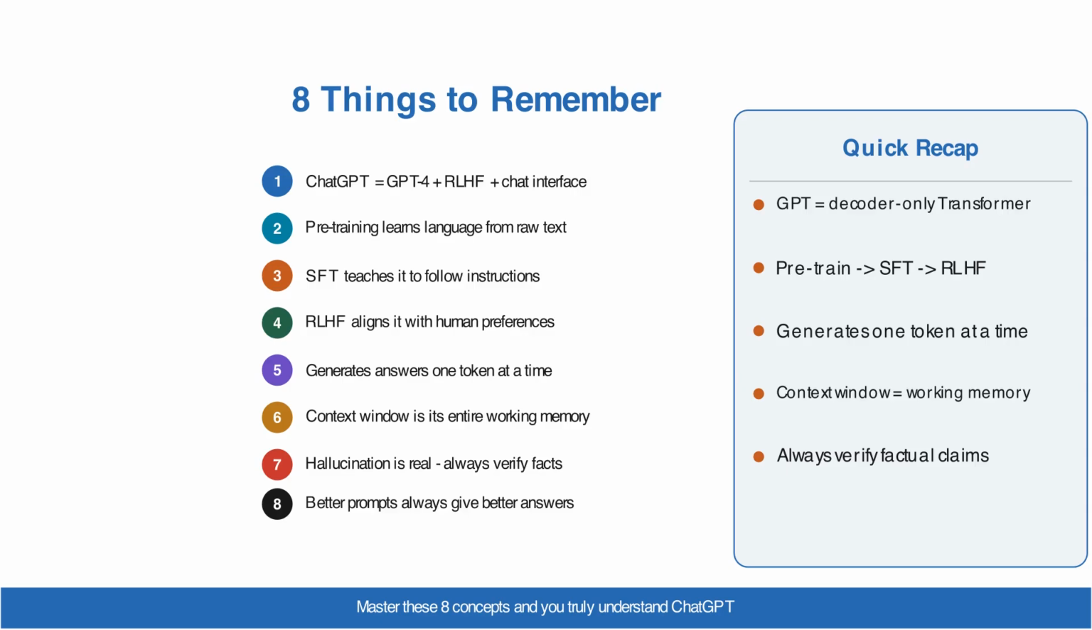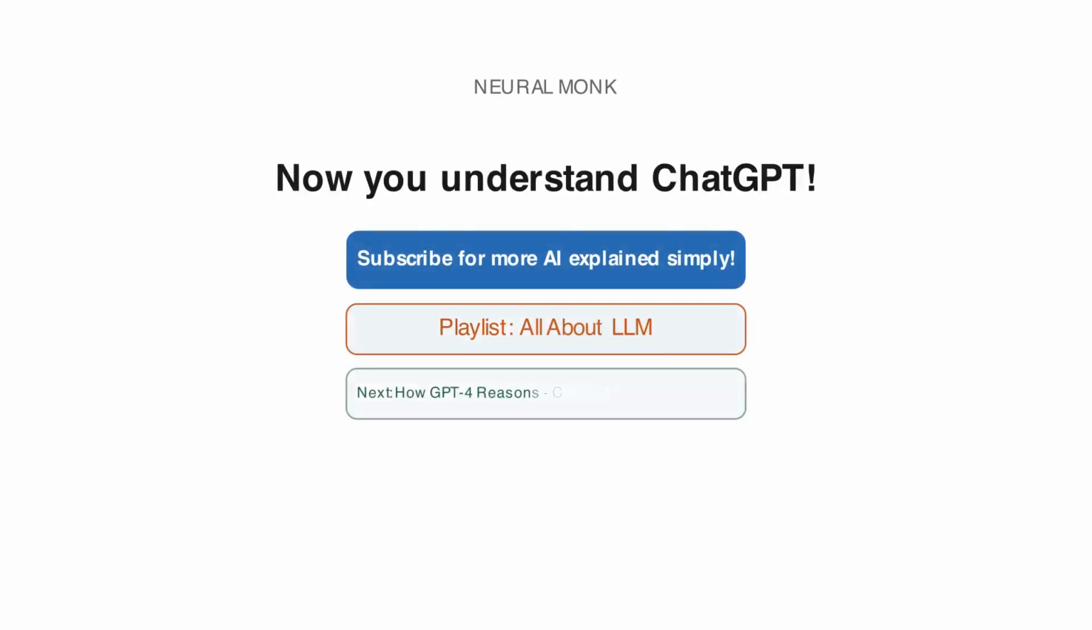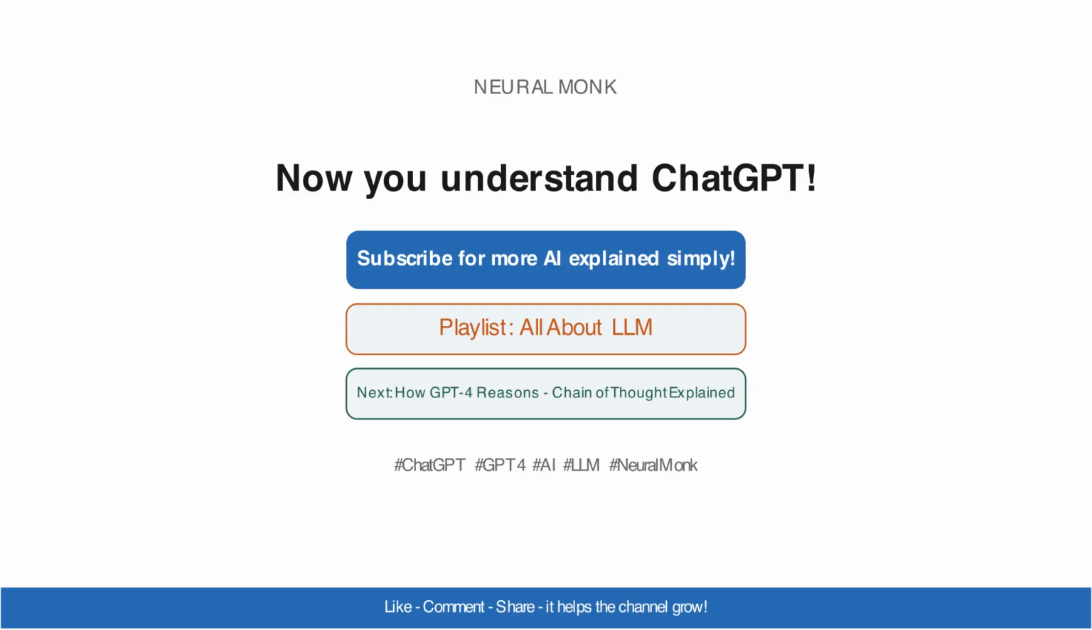5. One token at a time. 6. Context window is working memory. 7. Hallucination is real, verify facts. 8. Better prompts give better answers. And that is how ChatGPT works, from raw text to your answer, explained completely.